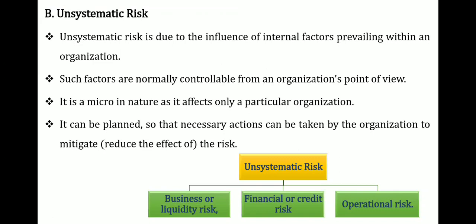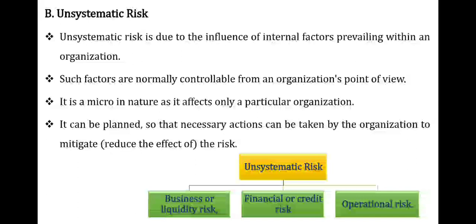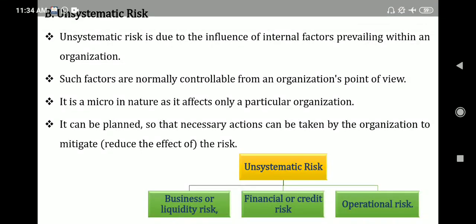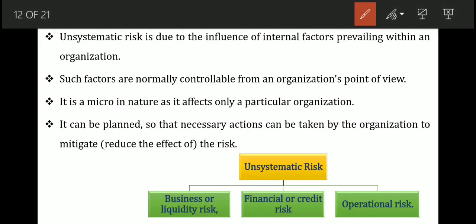One is business or liquidity risk. So here we have 3 types of unsystematic risk. One is business risk, which is also known as liquidity risk. The second one is financial or credit risk. And thirdly, operational risk. Next, let me explain one by one.